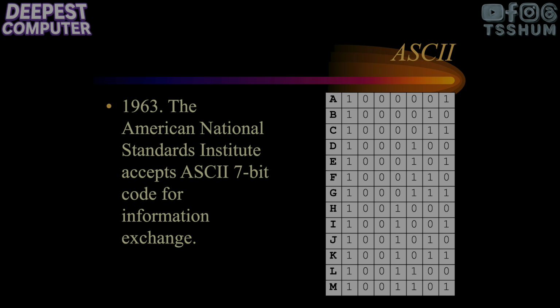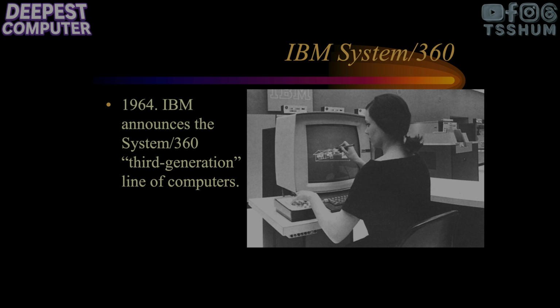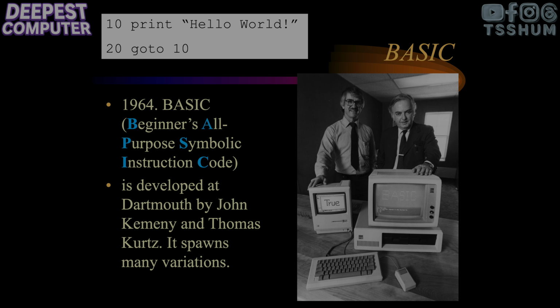In 1963, the American National Standards Institute accepted ASCII, the 7-bit code for information exchange, setting a standard for character encoding. IBM announced the System/360 third generation line of computers in 1964, a major step forward in computer architecture. BASIC, or Beginner's All-Purpose Symbolic Instruction Code, was developed at Dartmouth by John Kemeny and Thomas Kurtz in 1964.